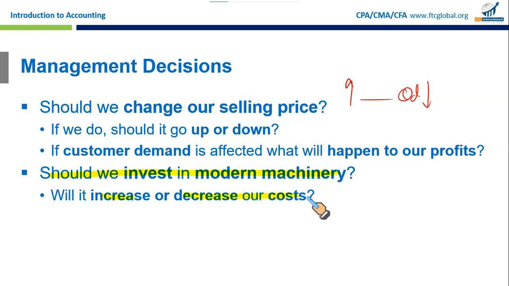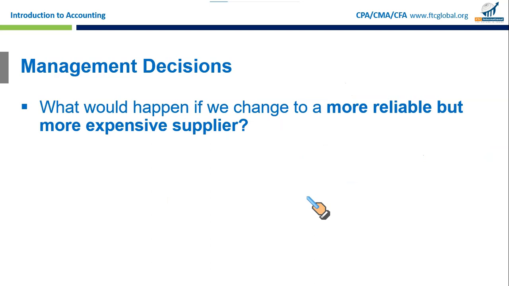important business decisions. Another important example, what will happen if we change our supplier? What would happen if we change to a more reliable but more expensive supplier? So you need to see the cost of this decision versus the expected benefit. That's how we make decisions.